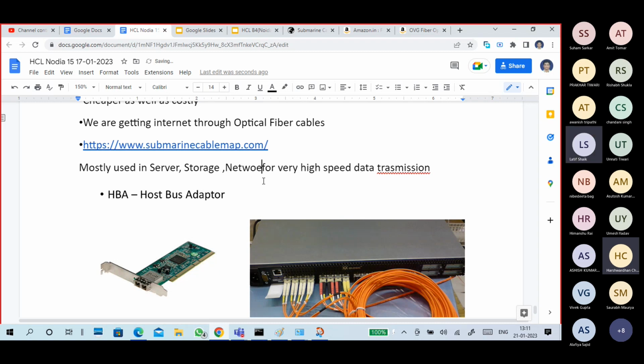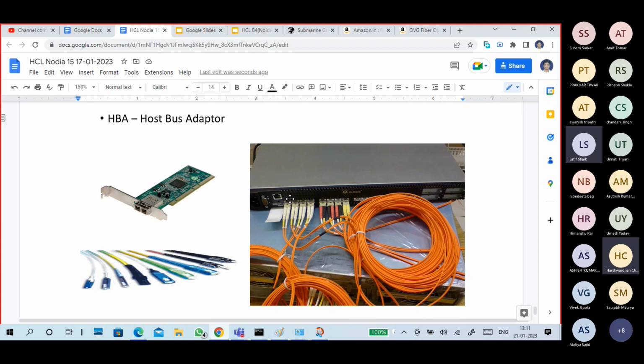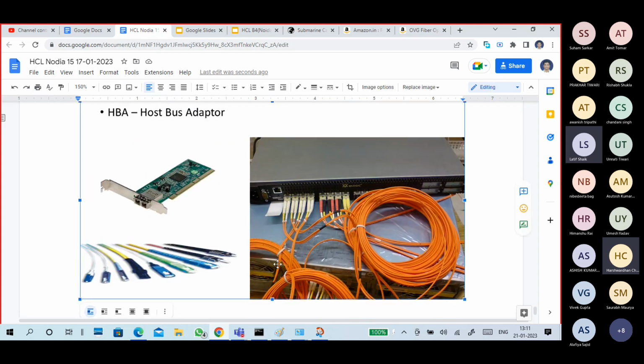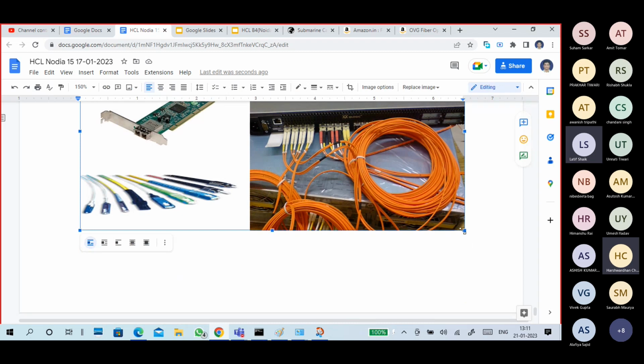Which networking? Not regular networking. In core networking, it is used for high-speed data transmission. Server to storage devices, and networking devices, SAN storages. For example, SAN uses fiber optical cables. Okay, guys, so this is what I'm trying to say.